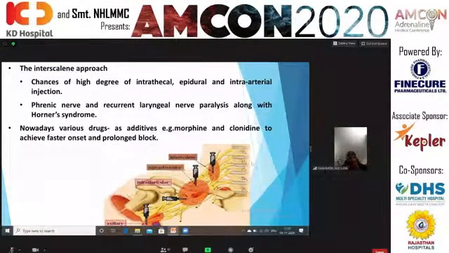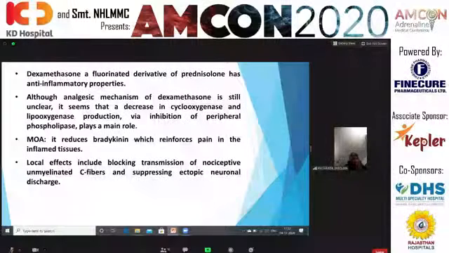This image is showing various approaches: interscalene, supraclavicular, and infraclavicular block. We can use various additives like morphine and clonidine for faster onset and prolonged duration of blockade. Next slide, please. Dexamethasone is a fluorinated derivative of prednisolone, which has anti-inflammatory property. The analgesic mechanism of dexamethasone is still not clear, but it blocks the cyclooxygenase and lipoxygenase pathway production, and basically blocks the peripheral phospholipase. Bradykinin, which reinforces pain to the inflamed tissue, is reduced. It reduces local inflammation, blocks the transmission of nociceptive unmyelinated C fibers, and suppresses ectopic neuronal discharge.